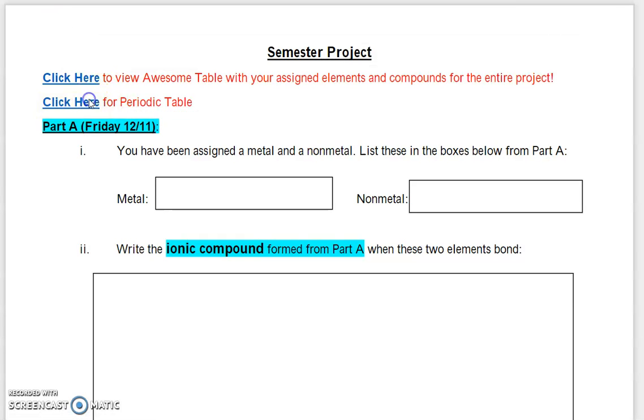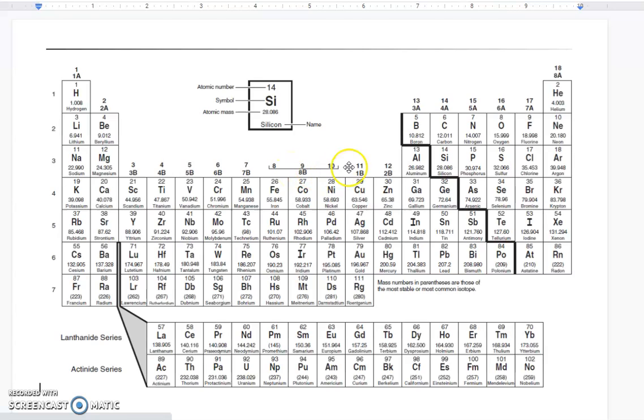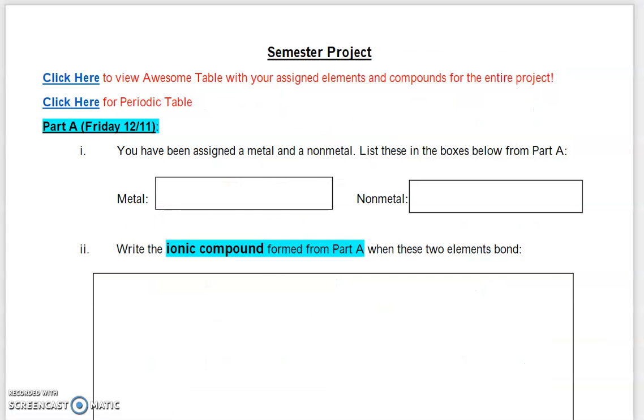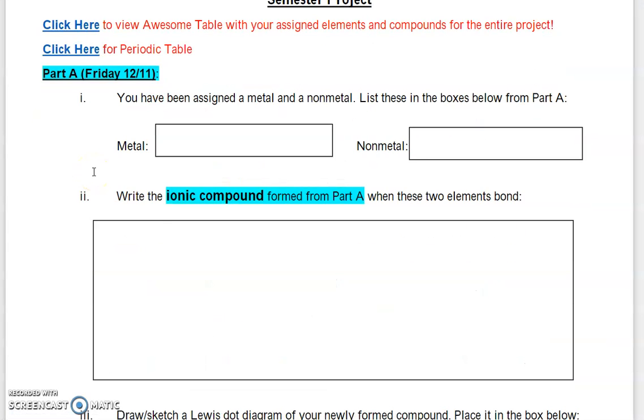Okay, second thing is you can click here, and it's going to send you to the periodic table. This is going to be important because we are going to be needing to get charges by looking at the periodic table. All right, so let's get started. This video is going to cover part A, 1 through 2.